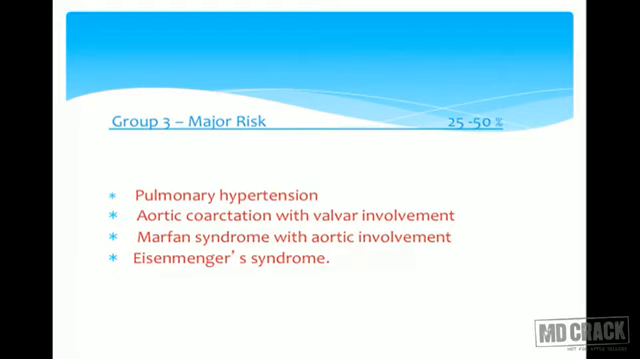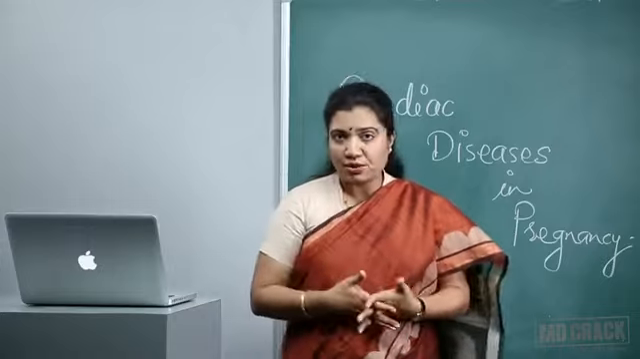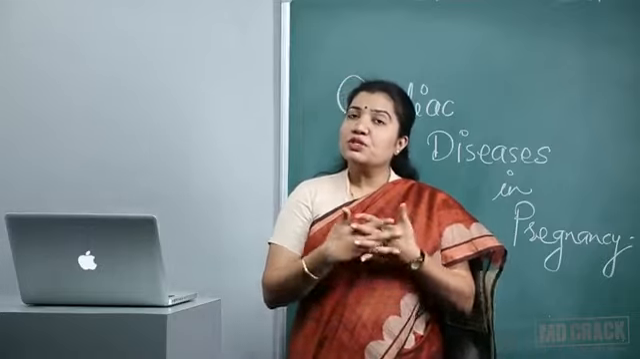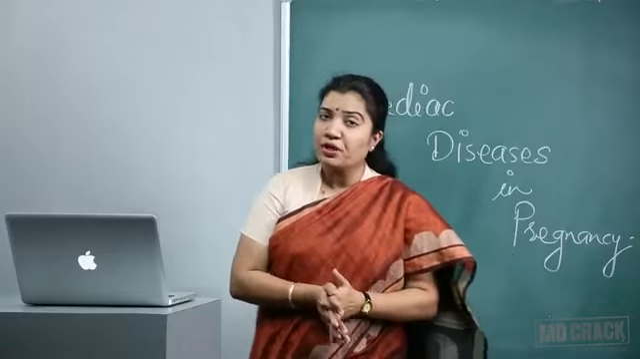Aortic coarctation with valvular involvement and Marfan syndrome with aortic involvement are the other 2. So in that case, if we counsel the patient, I don't think she would like to have a pregnancy. But suppose with such disorders the patient comes with pregnancy, then there is scope for therapeutic termination.